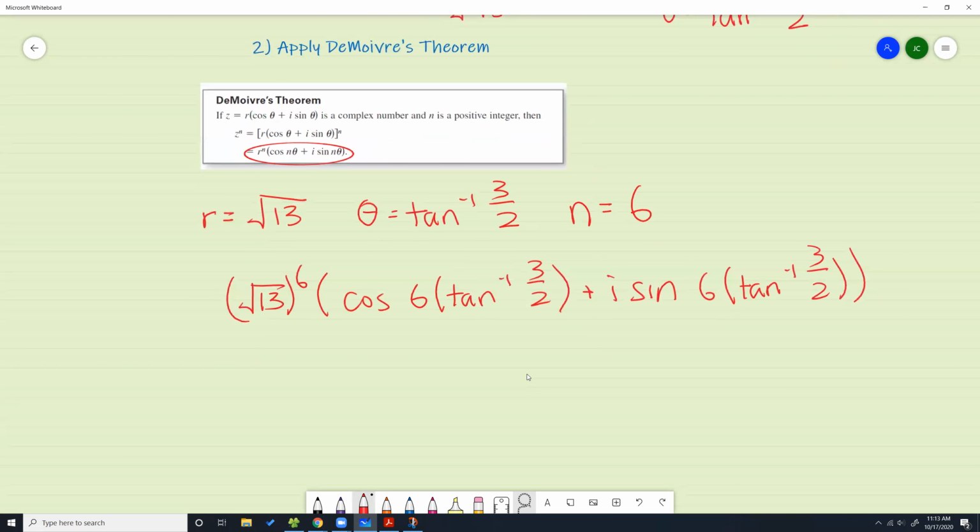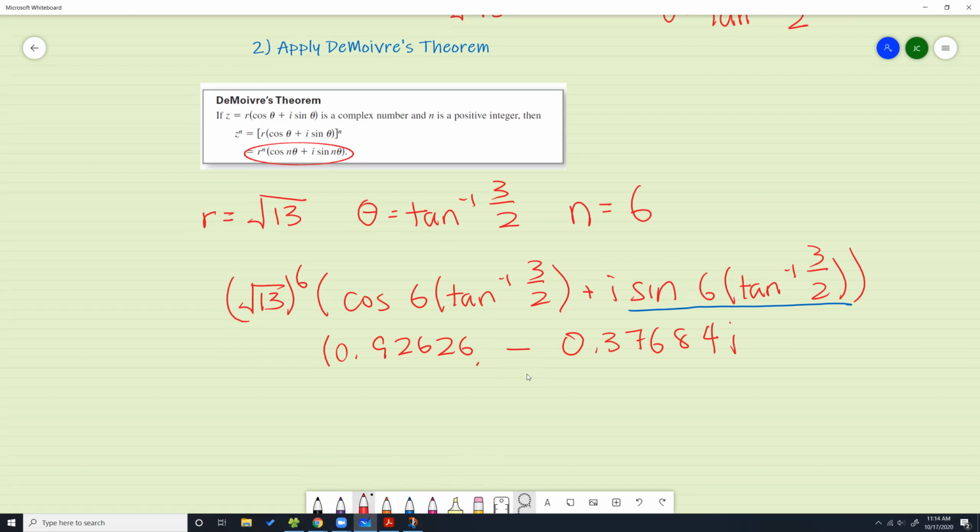Now I know this looks really weird, but by leaving it like this, it'll give you the most accurate answer in the graphing calculator. So let's take a look. Cosine 6 times inverse tangent of 3 over 2 is going to give me 0.92626. And for this part right here, that's going to give me negative 0.37684i.